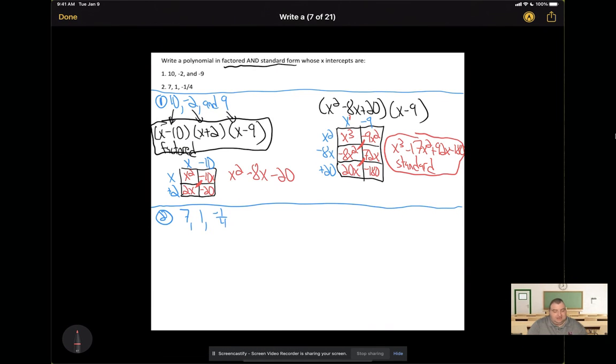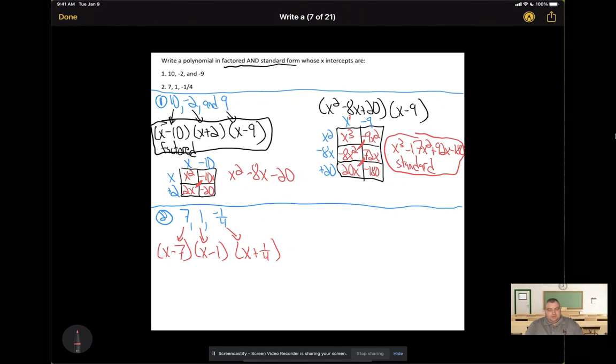So I'm going to take 7, and I'm going to change it to a negative 7. So my factor will be x minus 7. I'm going to do the same thing with 1. So the factor will be x minus 1. And then this goes back to what I talked about before. I'm going to take negative 1/4, and I'm going to initially change it to a positive 1/4. So it becomes x plus 1/4.